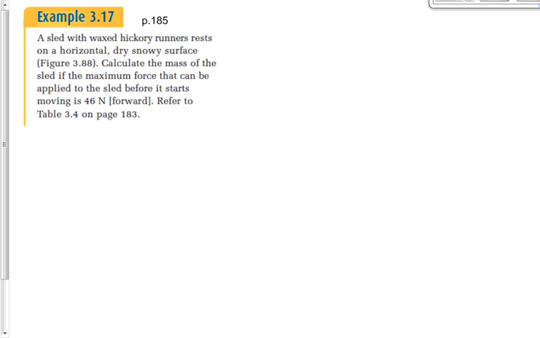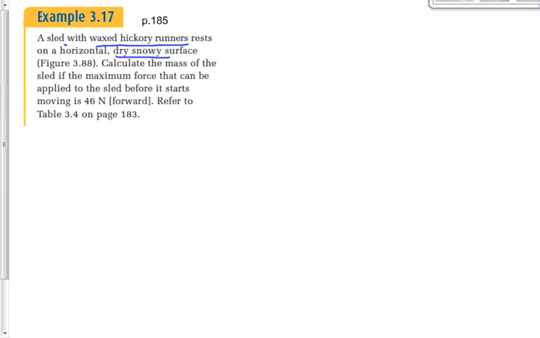All right, let's take a look at a problem, understanding that we're going to have to refer back to that table as we do this problem and other problems. It's 3.17 on page 185. A sled with waxed hickory runners rests on a horizontal, dry, snowy surface. So we're dealing with waxed hickory runners and a dry, snowy surface. Those are my two materials. Now, I can find the coefficient of friction between hickory skis. I'm not sure that anybody actually has hickory skis anymore, but for argument's sake, let's say they do.